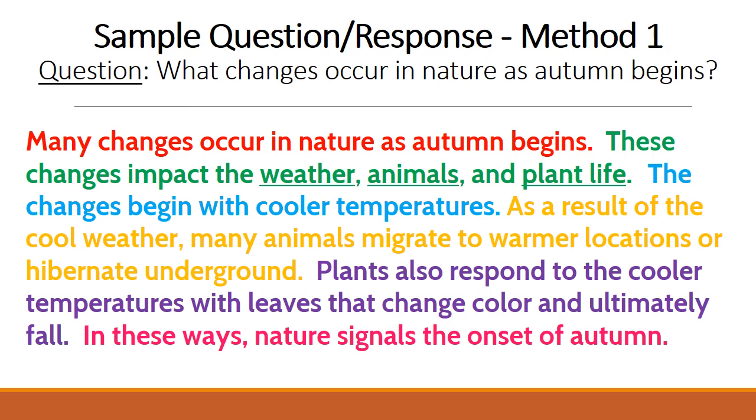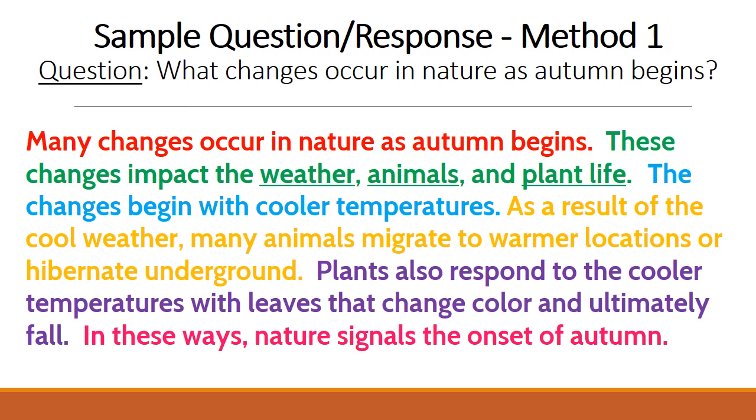First, I give an example about the weather. The changes begin with cooler temperatures. Then on to my animal example. As a result of the cool weather, many animals migrate to warmer locations or hibernate underground. Finally, I have my plant life example. Plants also respond to the cooler temperatures with leaves that change color and ultimately fall. And I wrap it up with a concluding sentence. In these ways, nature signals the onset of autumn.